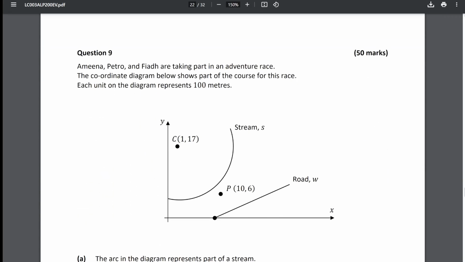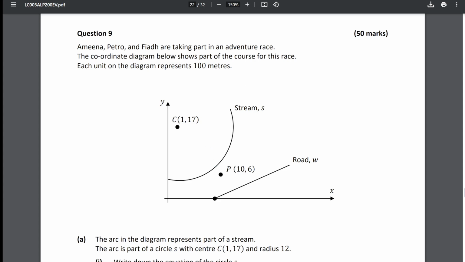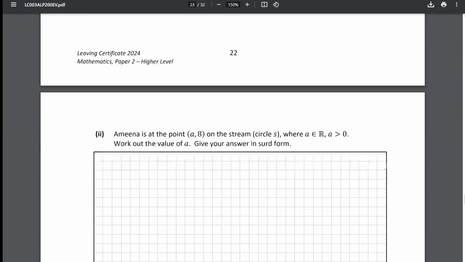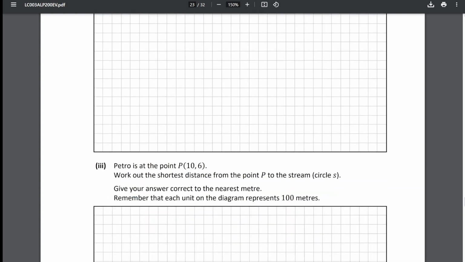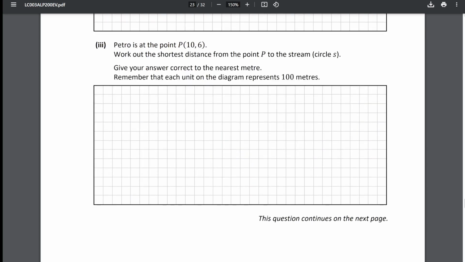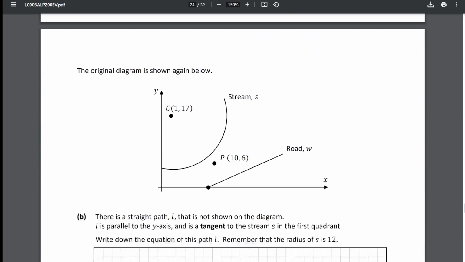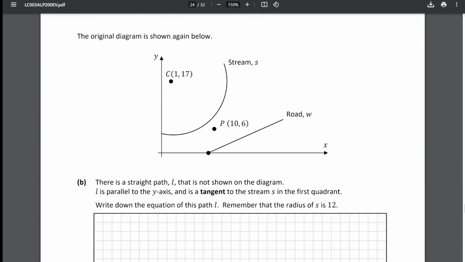Question nine was a bit of an oddball. Again, introducing coordinate geometry of the circle into a long question, which last year was the first time they did that. But now it seems to be a regular occurrence. So it's some fairly standard circle stuff. And then the shortest distance. Now, I think they give a hint on one of them on what to do. This one was a fine question.